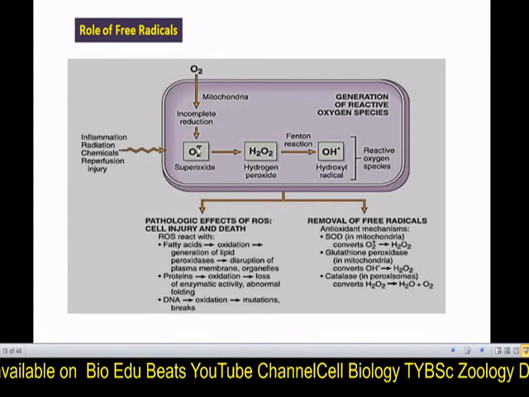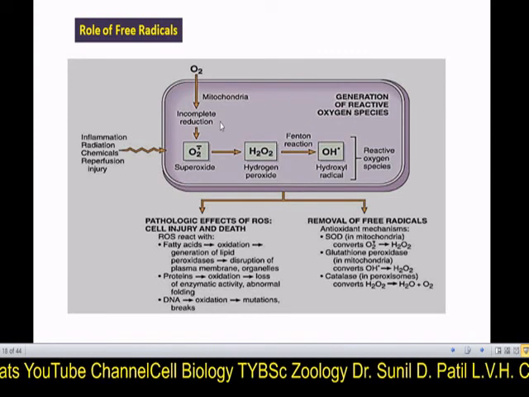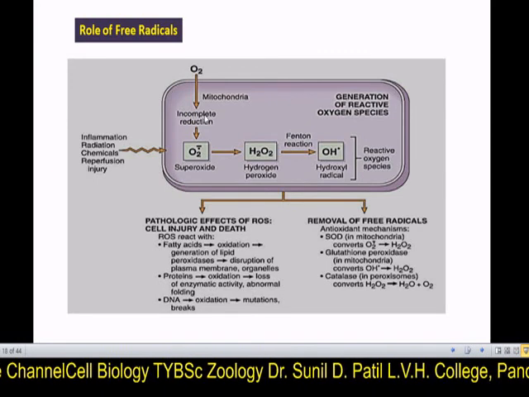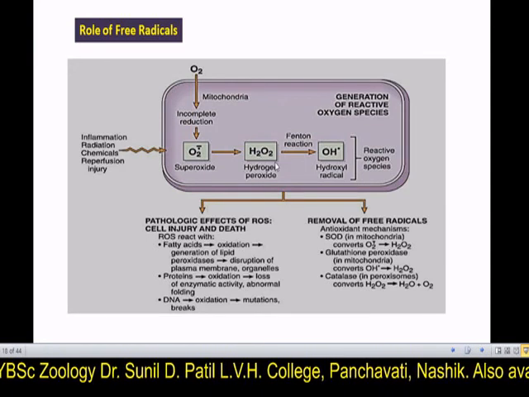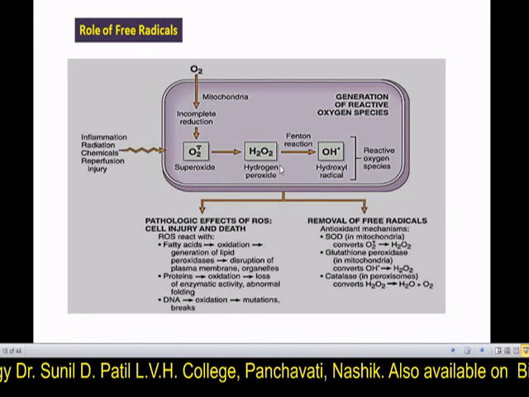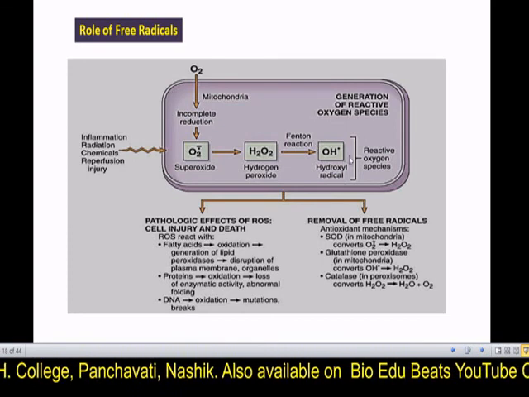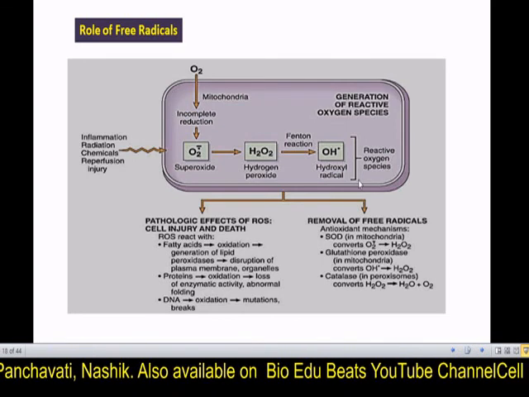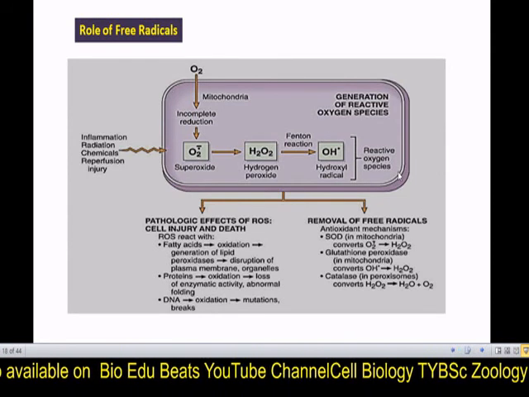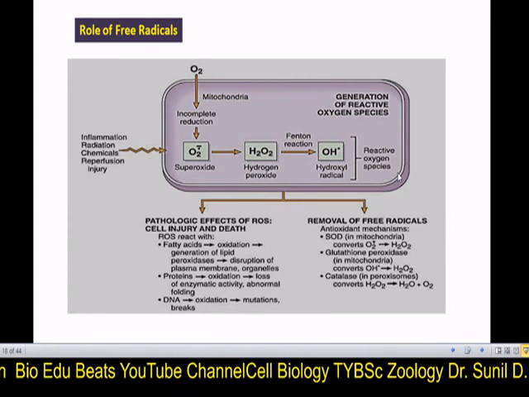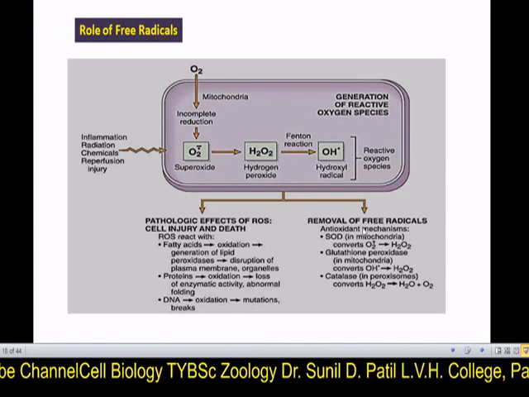Role of free radicals: the oxygen is mainly utilized in energy production, but 1 to 3% is incompletely reduced and forms the superoxide, negatively charged, which combines with water to form H2O2, hydrogen peroxide. There is the Fenton reaction, in which the hydrogen peroxide releases the hydroxyl radical, negatively charged. It is called reactive oxygen species, ROS, and it causes the damage. So pathological effects are due to the ROS and removal of free radicals.